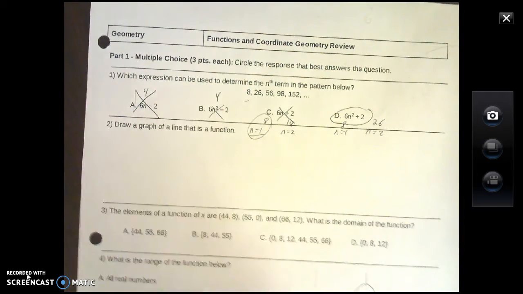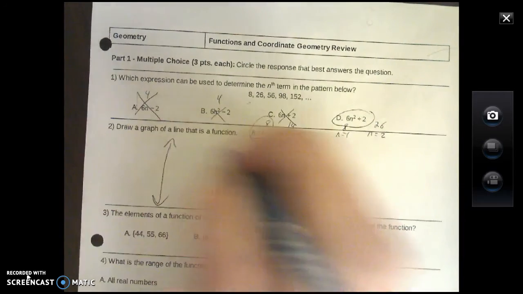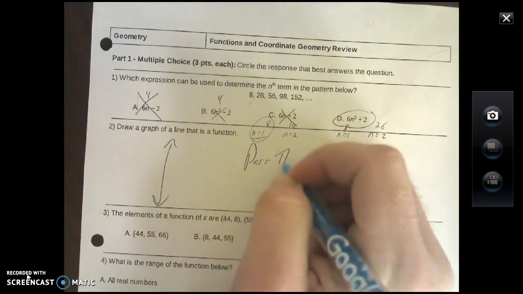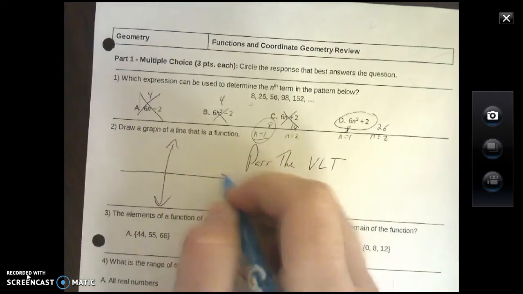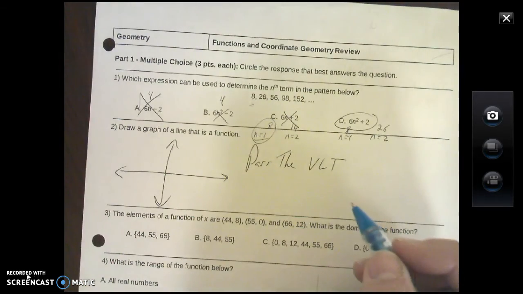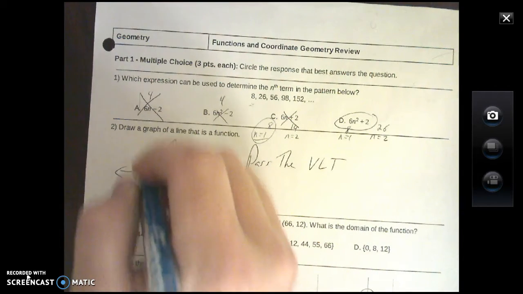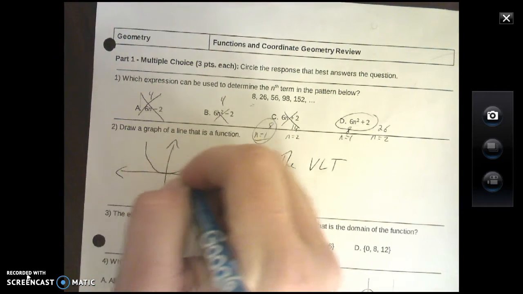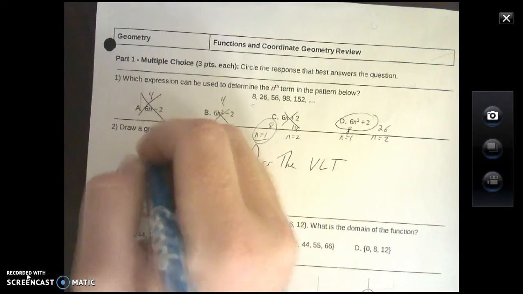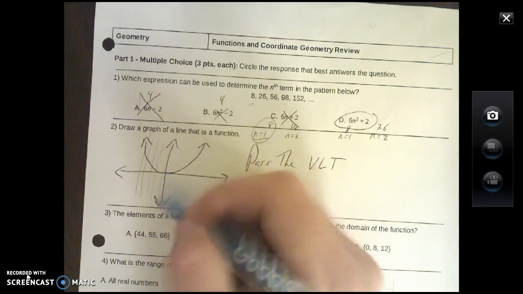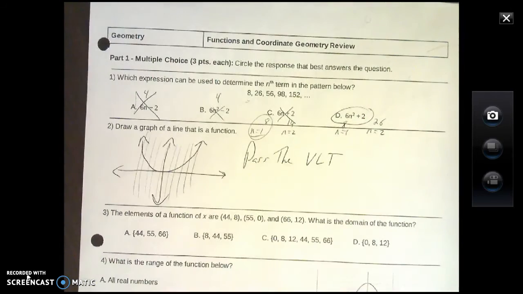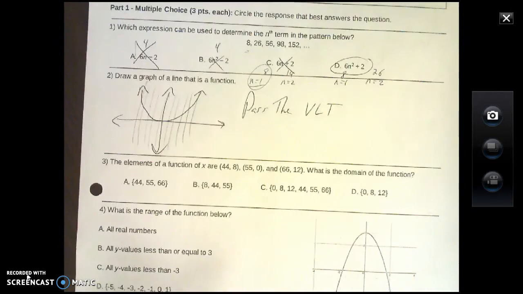Draw a graph of a line that is a function. It needs to pass the vertical line test. So here is an XY coordinate system. You're looking at something like, I could draw a parabola. I know it's just a U-shaped curve. If I draw a line straight up and down, you'll notice it never hits more than once. That's fine. Very cool.